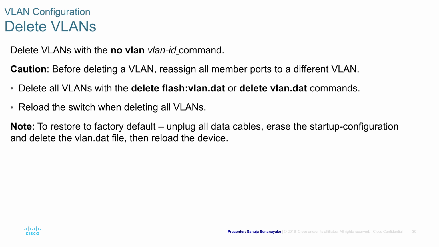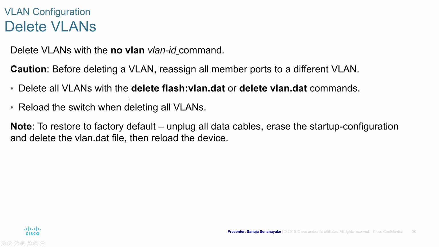Delete VLANs. You can delete VLANs with the no vlan command. What you need to do is enter the no vlan command with the VLAN ID that you would like to delete. That will completely get rid of that VLAN ID from your Cisco switch. However, we would recommend that before deleting any VLANs, you reassign all member ports of that VLAN to a different VLAN, so that you are not going to get any service issues on your network.